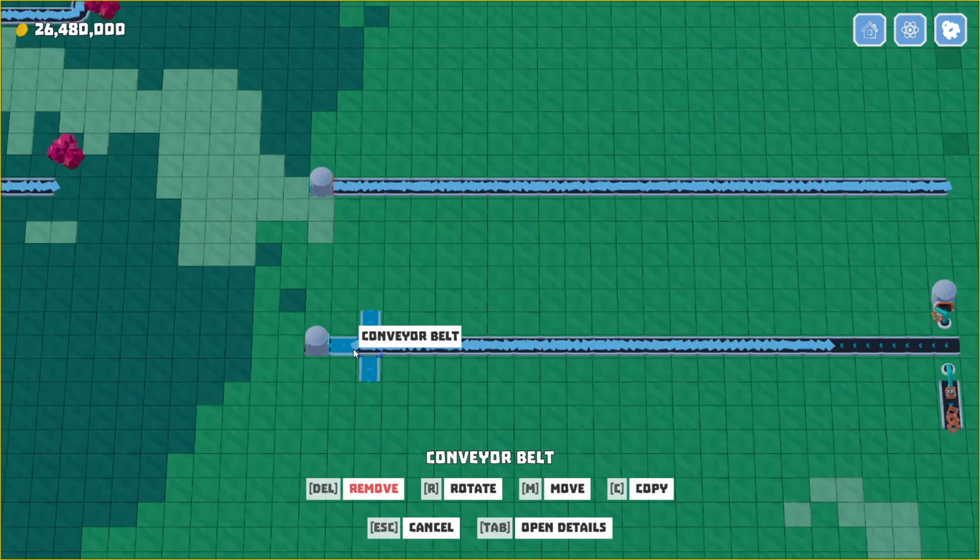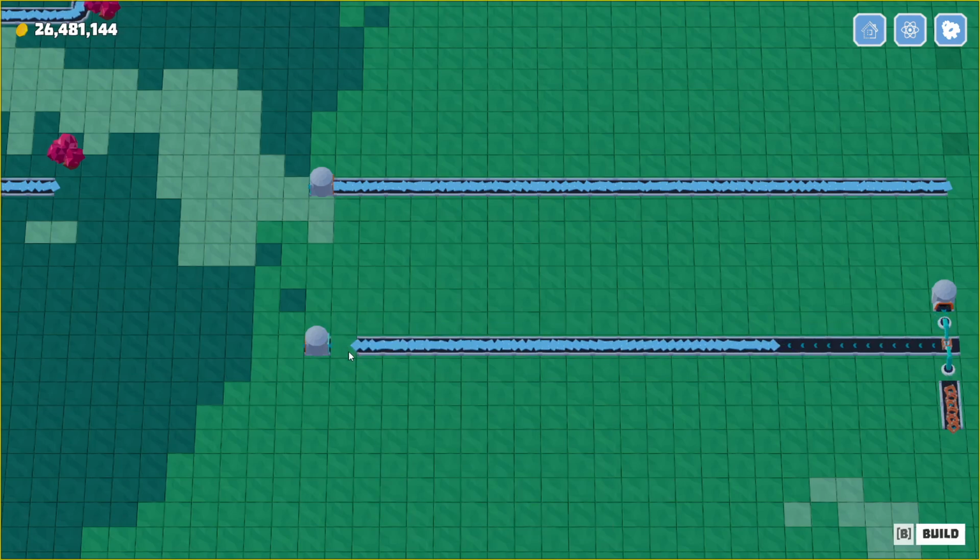Just to show that again, we have the conveyor belt moving, and it starts moving all in sync. That means data is propagated instantly across this wire, versus the previous wire.